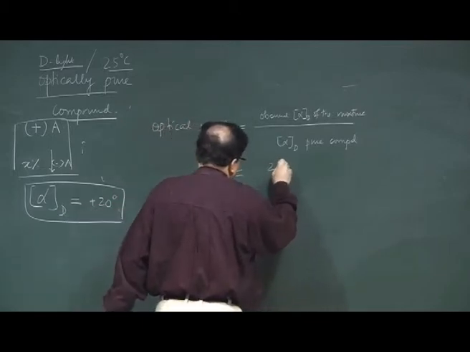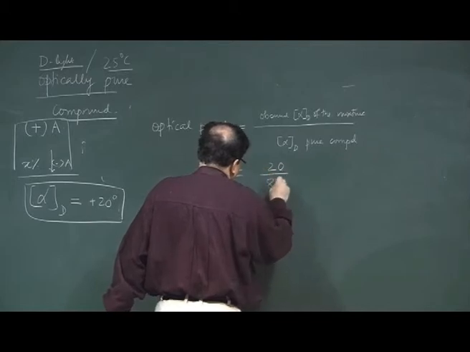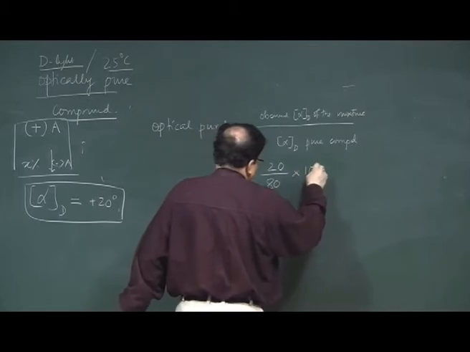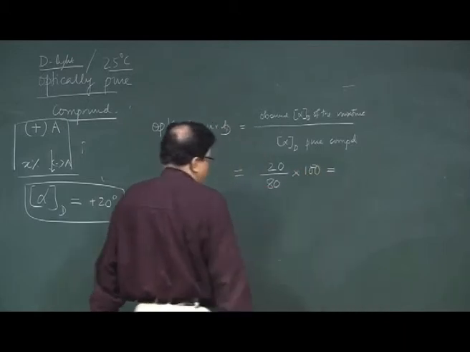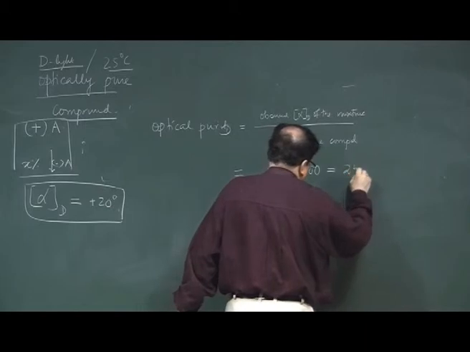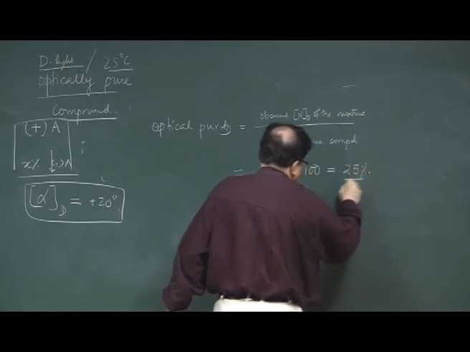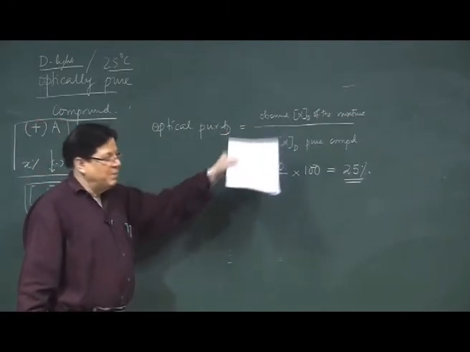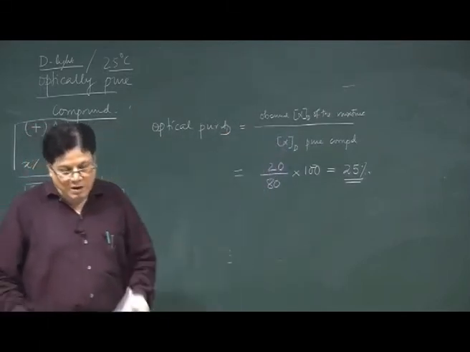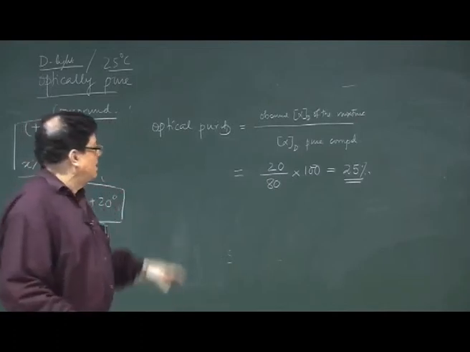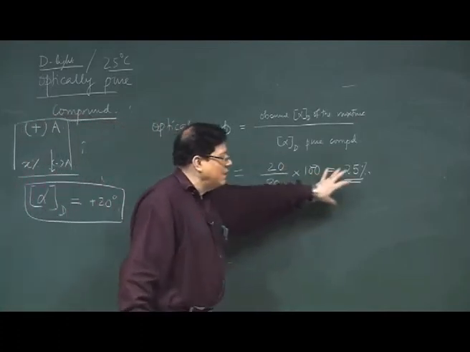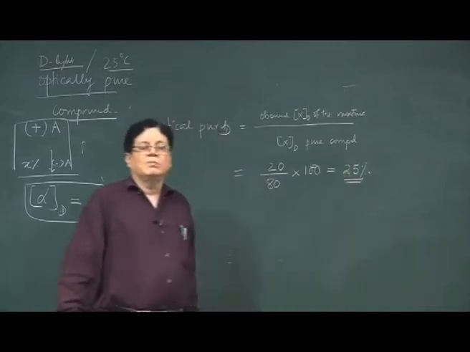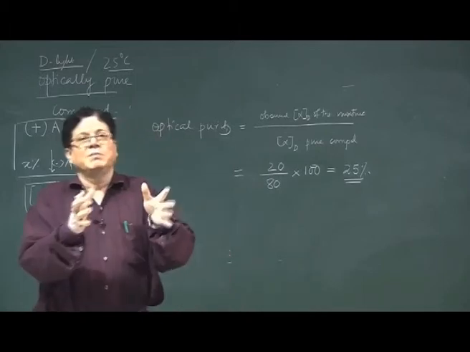So, that will be 20 by 80, but it is usually expressed in percentage, so into 100. That makes it 25%. Optical purity, by definition, is the observed alpha D of the mixture divided by alpha D of pure compound. But what is the concept behind it? This optical purity has a value of 25%. It means that the rest 75% of the mixture is a racemic mixture.